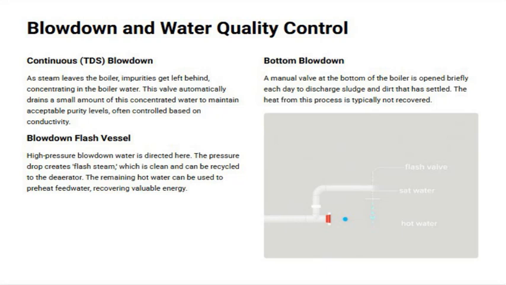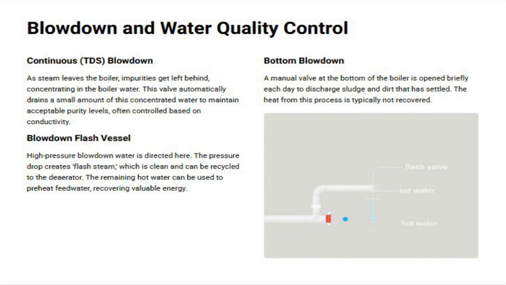Now, let's talk about blowdown and water quality control. When steam leaves the boiler, impurities tend to stay behind and become more concentrated in the water. To keep the water within acceptable purity levels, we use a continuous blowdown process, which involves an automatic valve that drains a small amount of this concentrated water. This process is often controlled based on conductivity, which helps us monitor the purity effectively.